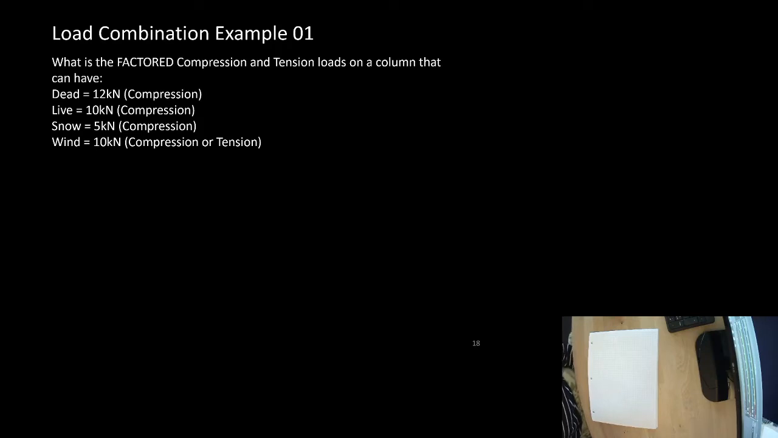All right, so the question they've given us is, what is the factored compression and tension loads on a column that could see a dead load of 12 kilonewtons in compression, 10 kilonewtons of live load in compression, 5 kilonewtons of snow load in compression, and then wind load could be up or down. So you guys can imagine in a braced frame that as the building blows back and forth, whatever our brace is could actually try to lift up a column or push down on a column. And that'll start to be more clear when we do some analysis later on in the term.